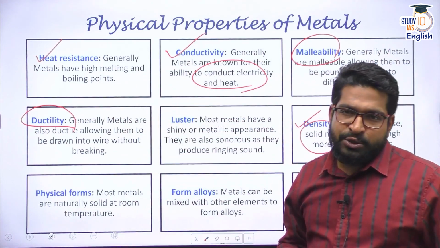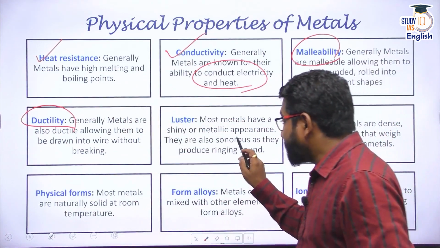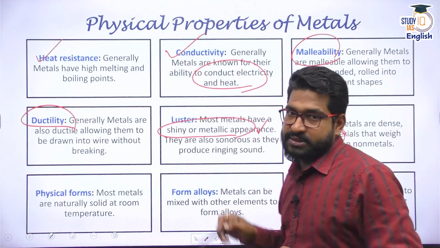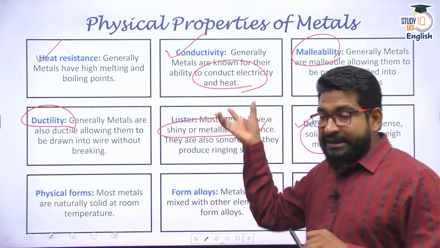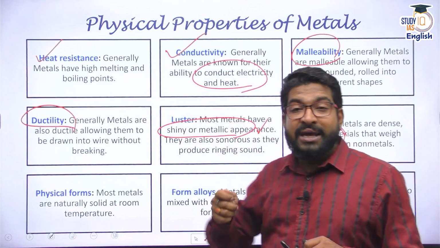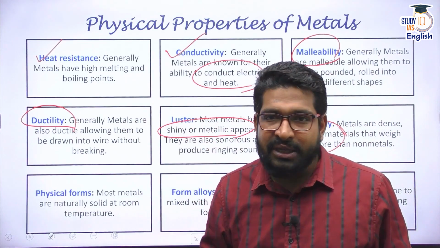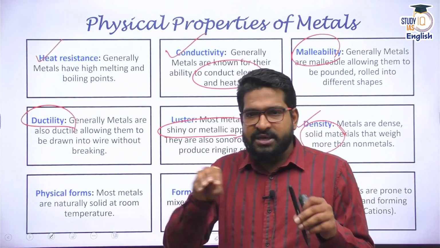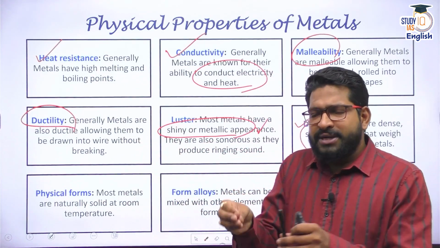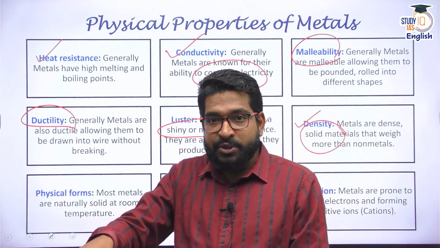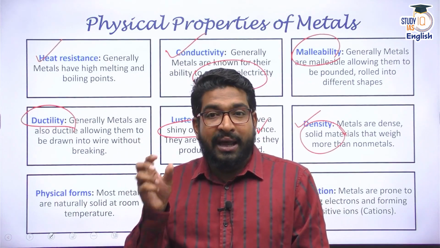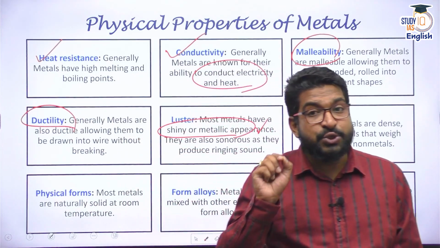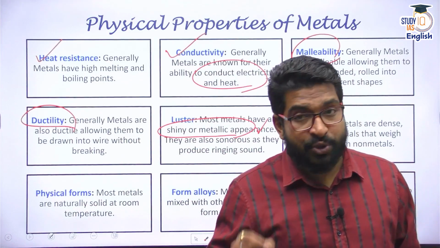Majority of metals are also lustrous. That means they have a shiny and metallic appearance. And since they have ductility, malleability, and they are lustrous, they are also sonorous, meaning they create sound. Have you heard that sound? If you let a ring slip out of your hand and it falls on the ground, it makes a sound, and that sound is ringing. That sound is sonorous. So that's why metals are sonorous.